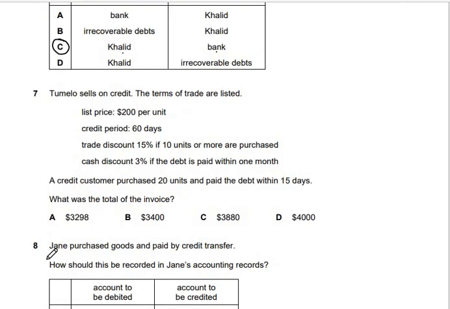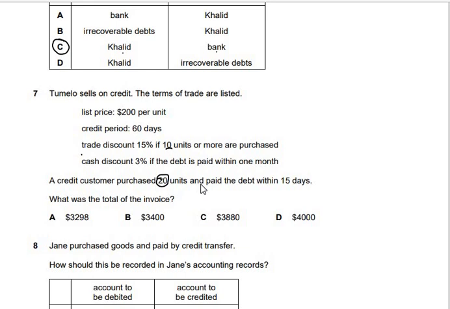Right, let's go to question number 7. Question number 7 says, Tumelo sells on credit. The terms of trade are listed. List price 200 per unit. Credit period 60 days. Trade discount 15% if 10 units or more are purchased, and cash discount 3% if the debt is paid within 1 month. A credit customer purchased 20 units, which means automatically he is entitled to a trade discount, and paid the debt within 15 days.